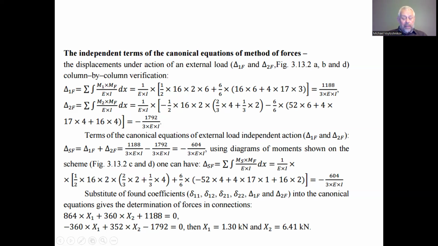Now we have the canonic equations too. We cancel the common factor 3 in the denominator by E by I. Then in the equations we do not have the denominators for the factors, free summands, and the factors with variables x. And after the substitution, we can find that the magnitude of the force x1 is equal to 1.30 kilonewton, and the magnitude of the second force is 6.41 kilonewton.